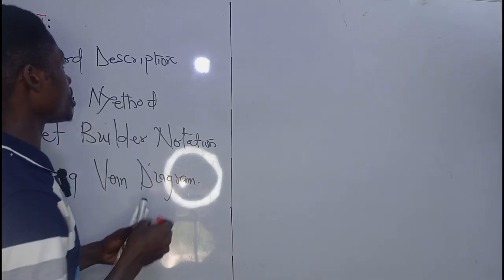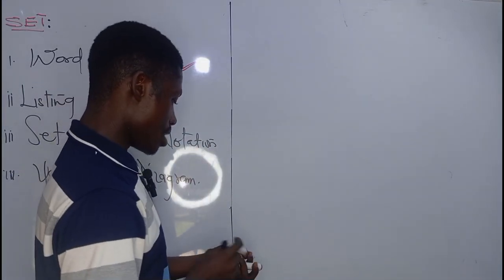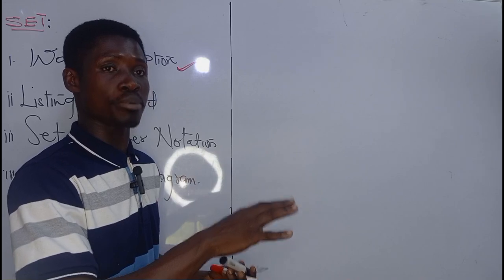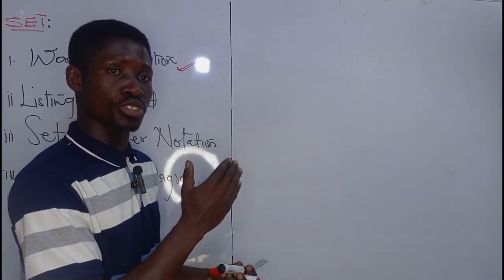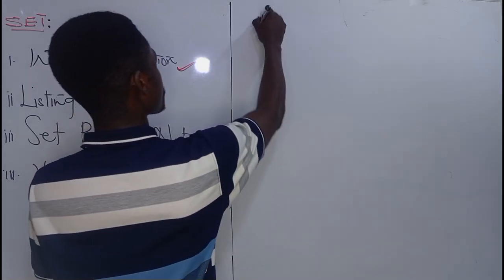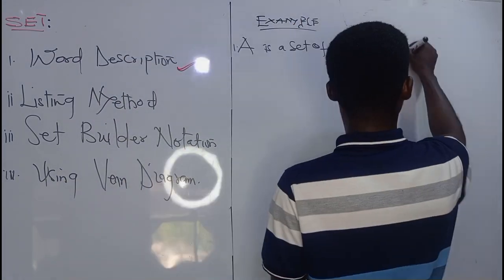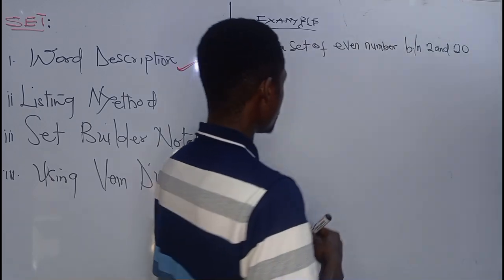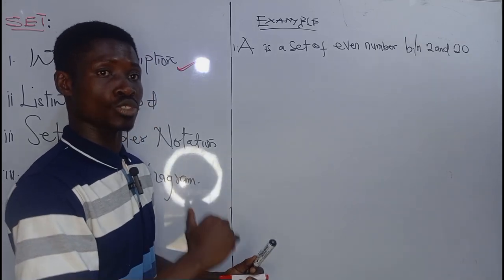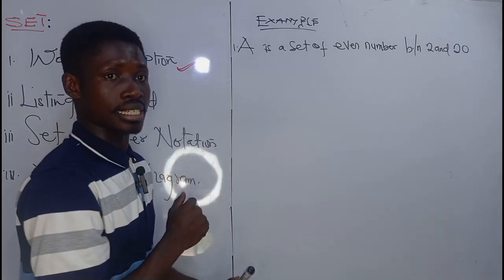So starting with the word description form. Now with the word description form, we are just going to use words or sentences to describe the set. So an example is, we have a set A which contains even numbers between 2 and 20. So we realize that we have used words and sentences to describe set A.